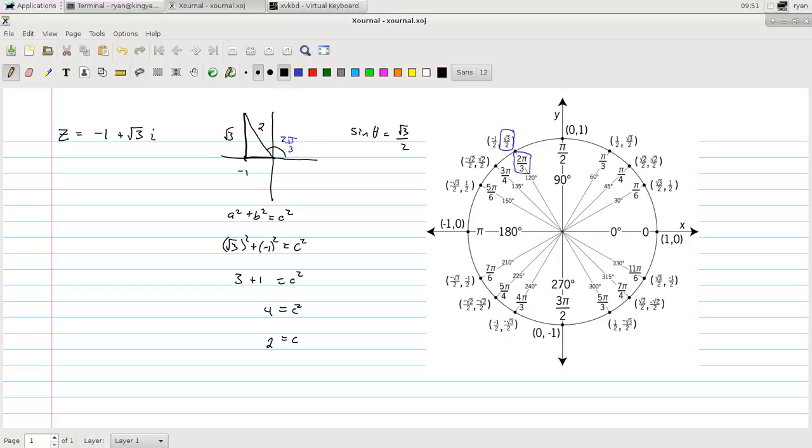Now that we've identified these two pieces, the hypotenuse and the angle, we can rewrite this as the hypotenuse, r, which is 2, times cosine of the angle plus i sine of the angle. So we get 2 cosine 2 pi over 3 plus i sine of 2 pi over 3.